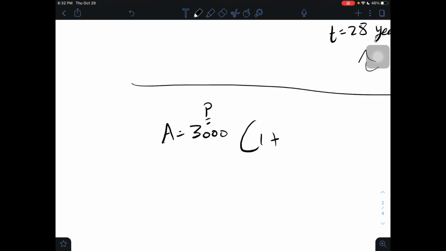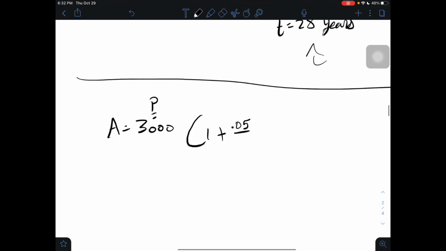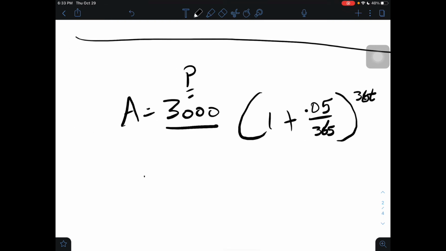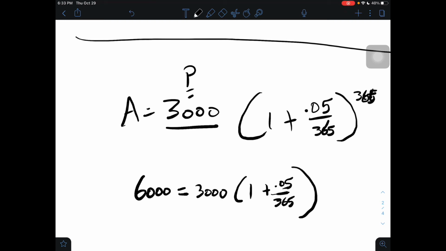So now, since we doubled our APR, we have 5%, and 5% is just 1 over 20, which is 0.05 over, and we're going to increase our compoundings per year to 365, so daily compounding. And we're going to put it to 365 times t. Again, we're looking for doubling time, so we're going to double 3,000, so we get 6,000 equals 3,000, parentheses 1 plus 0.05 over 365, parentheses 365t.